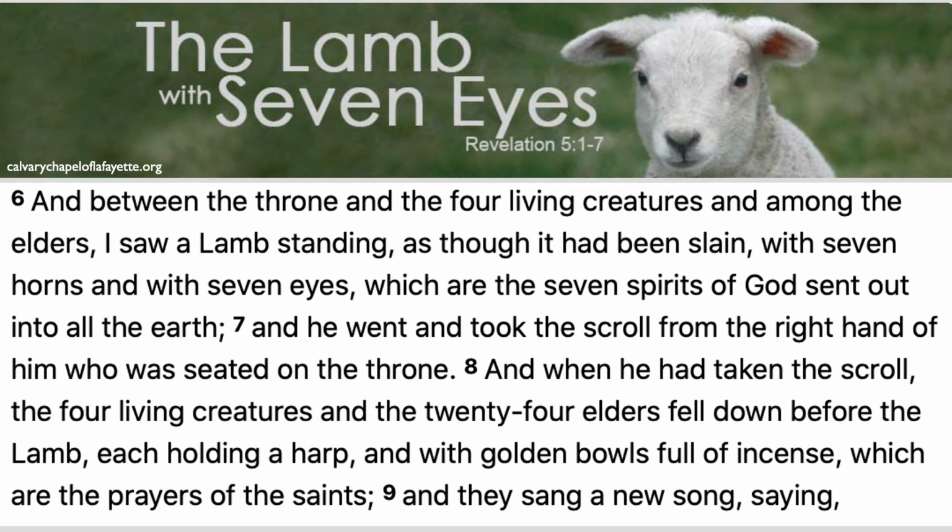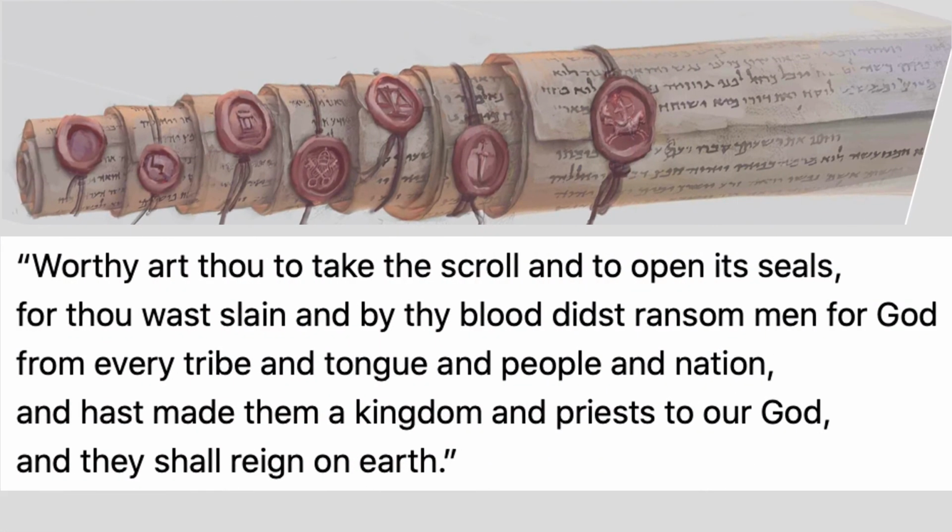In verse 9, it says, they sang a new song. The lyrics of that new song have to do with the fact that the Lamb was worthy. "Worthy art thou to take the scroll and to open its seals. For thou wast slain, and by thy blood didst ransom men for God from every tribe and tongue and people and nation, and hast made them a kingdom and priests to our God, and they shall reign on the earth."